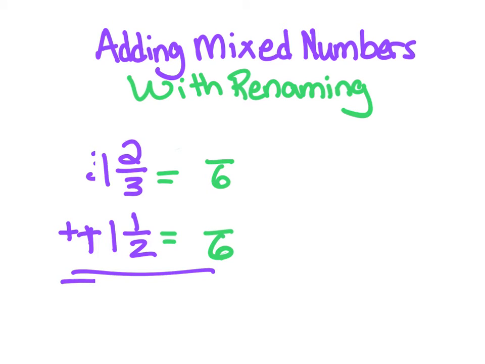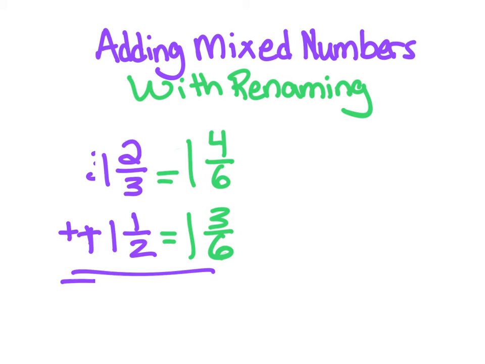Okay, in the bottom one, what times 2 gives me 6? That would be 3. So if I multiply by 3 in my denominator, I do the same to my numerator. 1 times 3 is 3. So 1 1/2 is the same as 1 3/6. In the top one, what times 3 gives me 6? That would be 2. So if I multiply by 2 in my denominator, I must do the same to the numerator. 2 times 2 is 4. So 1 2/3 is equivalent to 1 4/6.